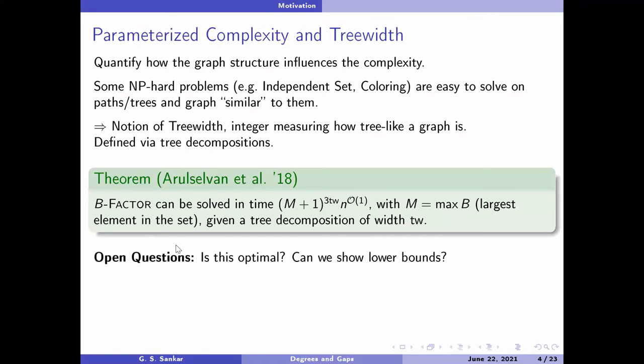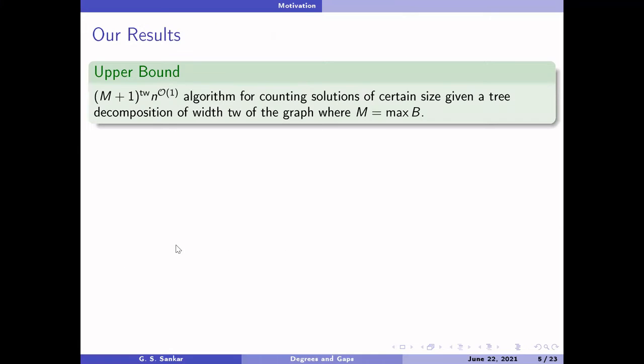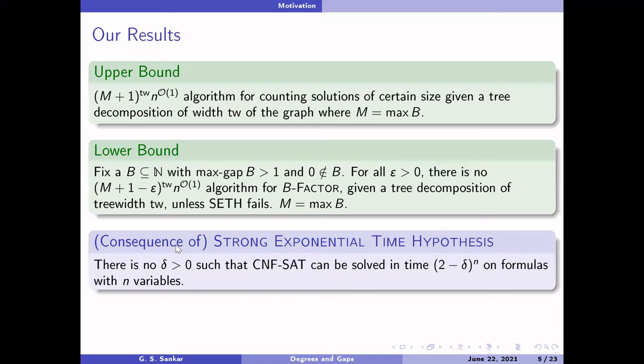It was already known that B-factor can be solved in time (m+1)^{3·tw}, where m is the largest element of the set. We want to ask whether this is optimal, and if not, can we show a stronger algorithm and a strong lower bound as well? We show that, yes, it's not actually optimal. We can get an (m+1)^{tw} algorithm, where m is again the maximum element in B. We can also show a matching lower bound. We can show an (m+1-ε)^{tw} lower bound for any constant ε.